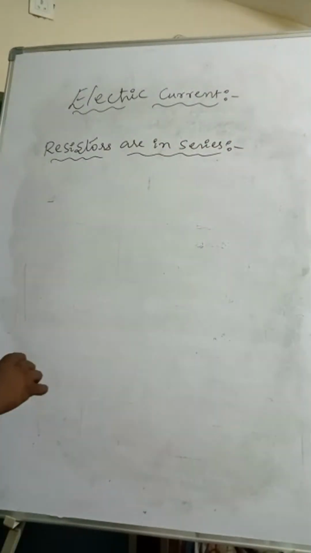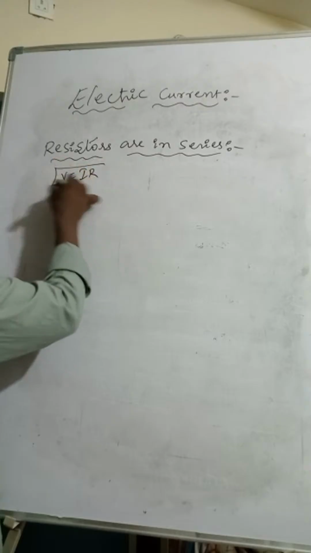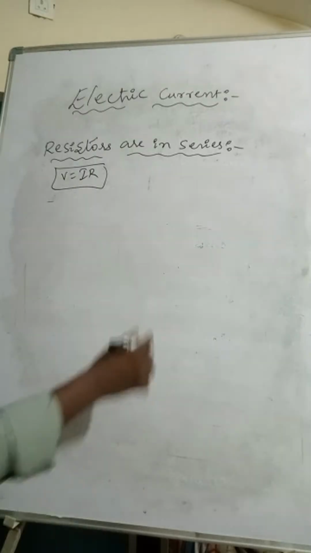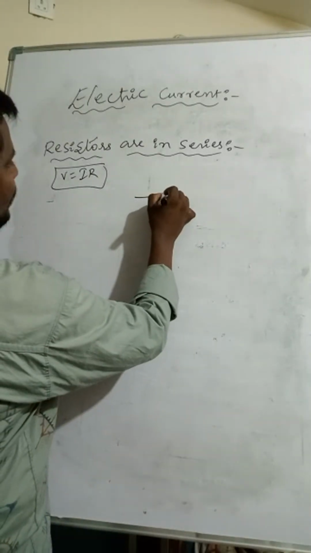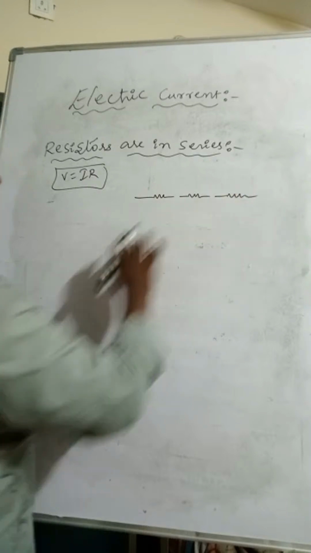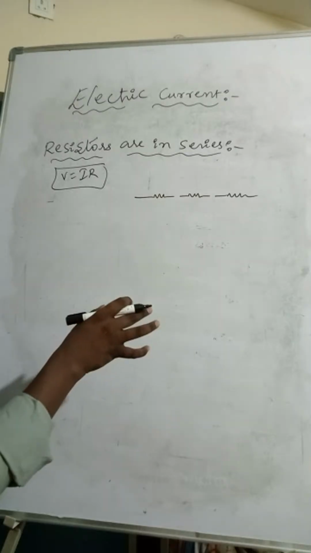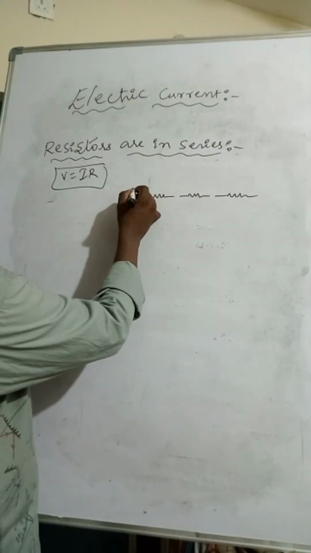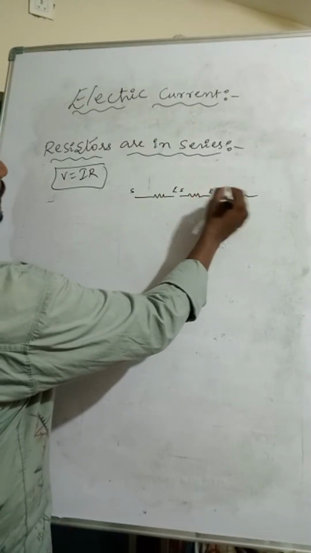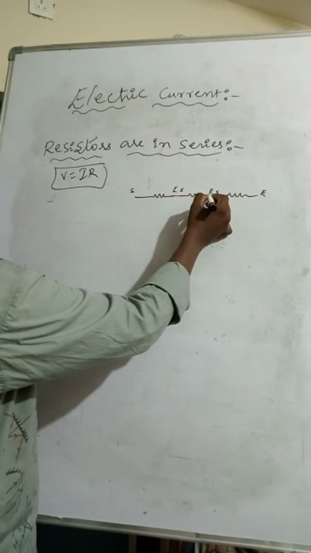Okay. So Ohm's law. What is Ohm's law? V equal to IR. So keep that in mind. Here I'm considering one resistor, another resistor, another resistor. So I'm taking three resistors. If you connect three resistors in such a manner, I'm considering this a starting point and this an ending point.